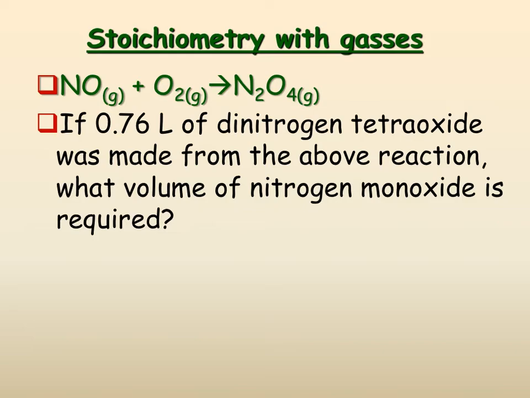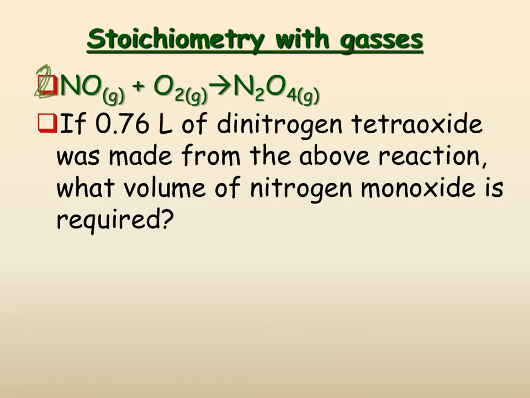So, one more example. This one, the equation's given to me, but always double check and see if those are balanced. So I have 3 oxygens and 1 nitrogen in the beginning, and then I need 2 and 4. So I need to throw a 2 out front here to balance that. And then if 0.76 liters of dinitrogen tetroxide was made from the above reaction, what volume of nitrogen monoxide is required? All right, so the only thing I have information about is the dinitrogen tetroxide. I know how many liters it is.